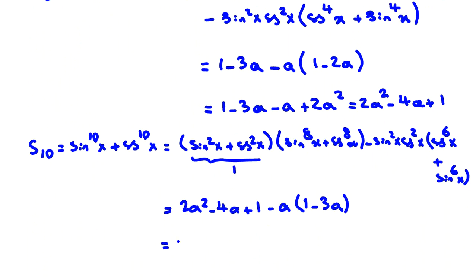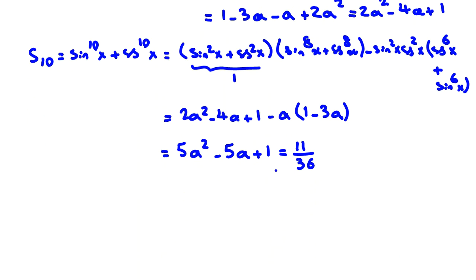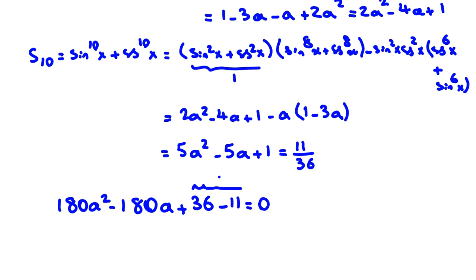It will be 3a squared plus 2a squared, 5a squared, minus 4a minus a minus 5a plus 1. And from the assumption of the problem, it is 11 over 36. So now it is a quadratic equation. We multiply by 36. 5 times 36, 180a squared minus 180a plus 36. Then you take 11 to the left hand side, minus 11 equal to 0, it is 25.